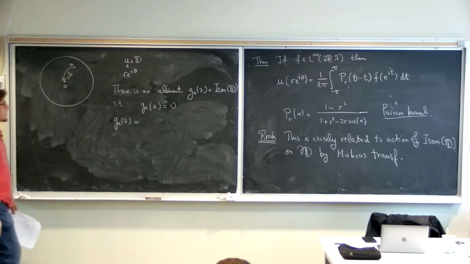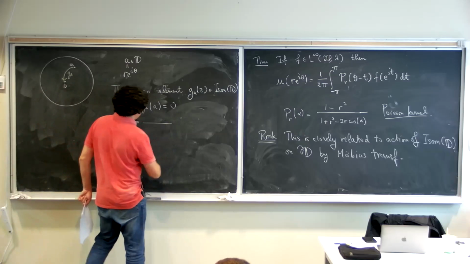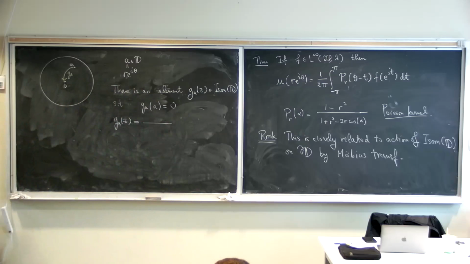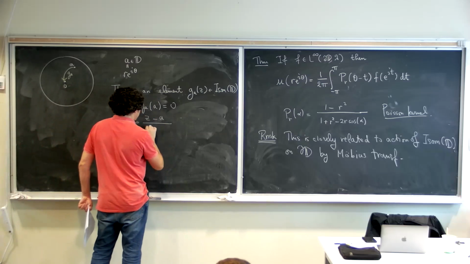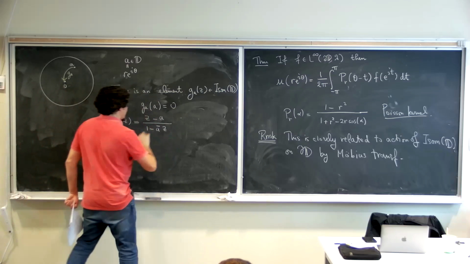It's an isometry of the unit disk that sends A to 0. Anybody remember? Can guess? Like (z minus A) over (1 minus A bar z). That's exactly right.